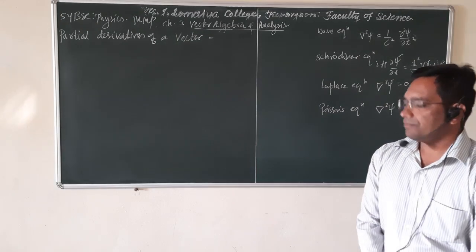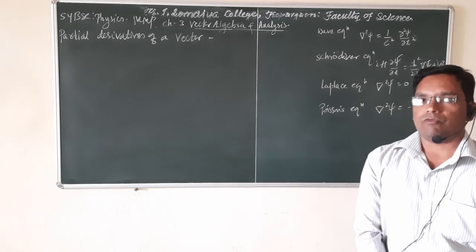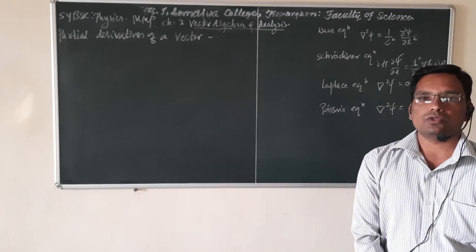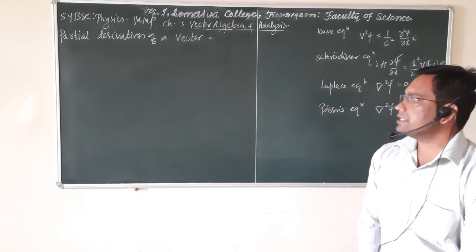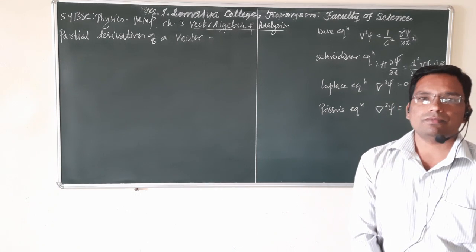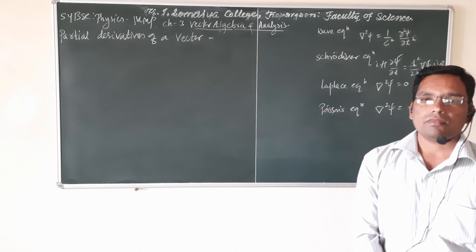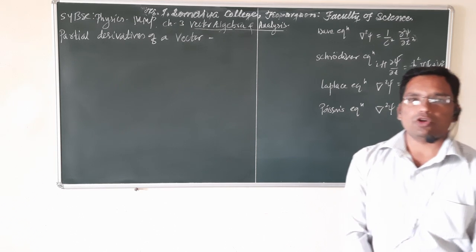Today we are going to study the next point in chapter 3, which is the partial derivative of a vector. For that, you have already studied what is meant by partial derivatives of a function. You have studied the partial derivative of a scalar function.